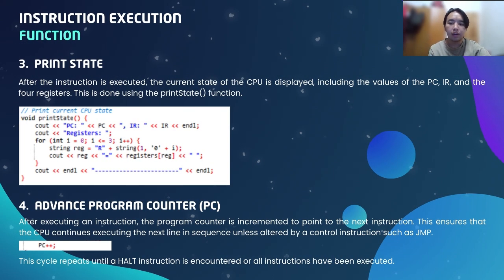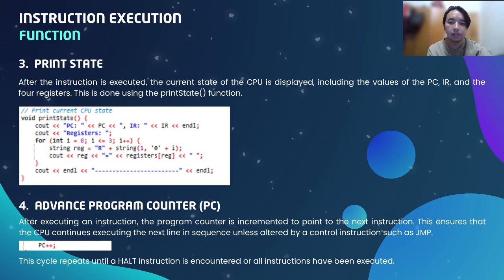And thirdly, the print state. After the instruction is executed, the current state of the CPU is displayed, including the values of the PC, IR, and the 4 registers. This is done using the print state function.